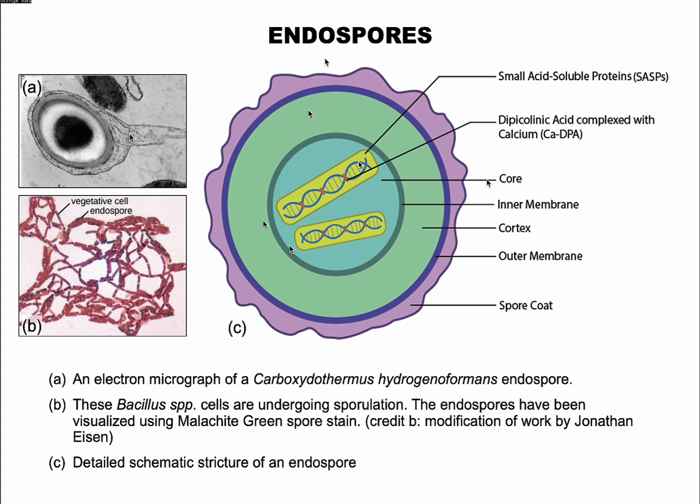Here you can see an electron micrograph of a Bacillus species undergoing sporulation, and here the spores are visualized by malachite green spore stain, as we have discussed in the other section.